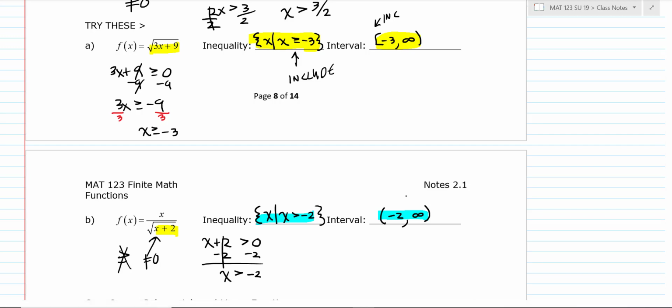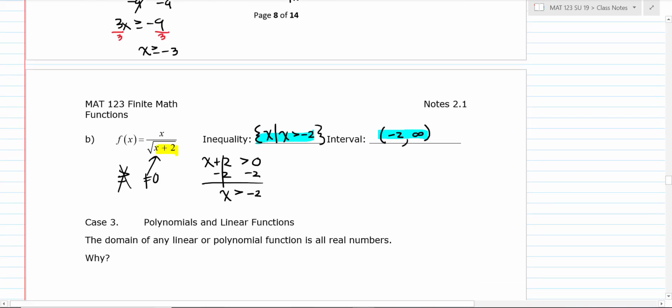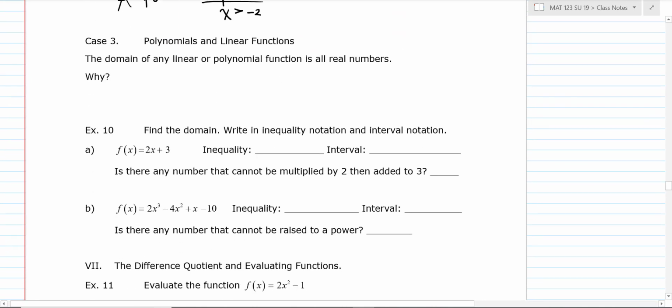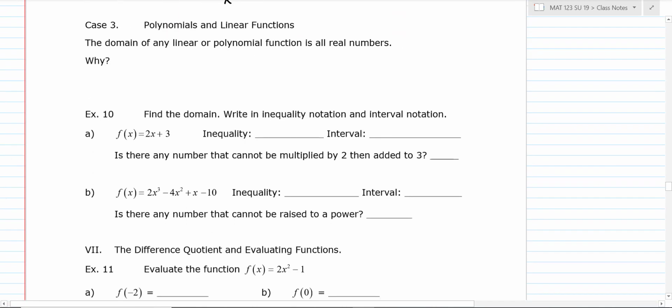Pause if you need to. I'm going to go ahead and move to the next thing here. So the third case here, we'll kind of do this, and then that'll wrap up the video. This is a polynomial and a linear function. Okay, so the domain of any linear or polynomial function is all real numbers.